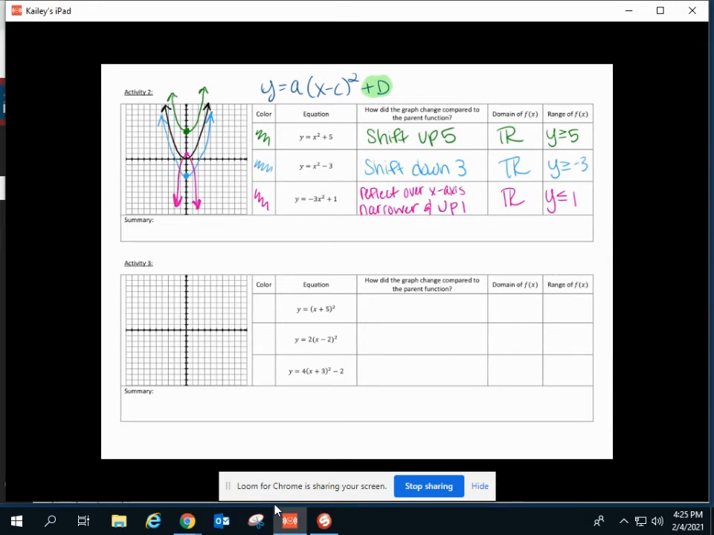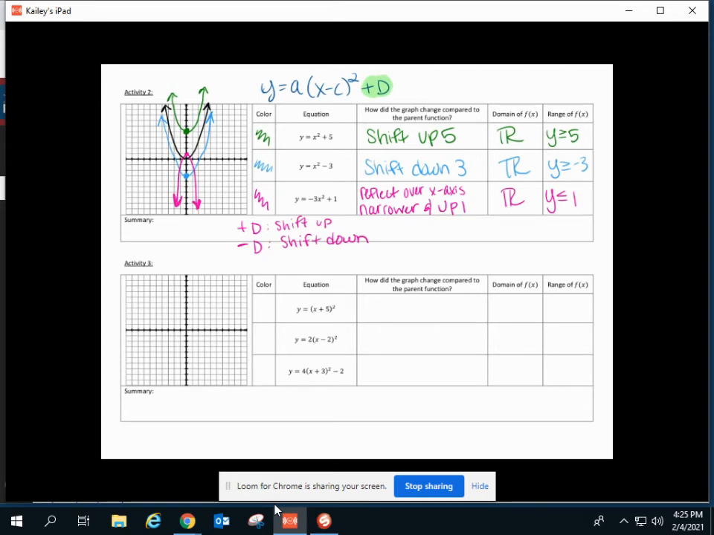Summary time. If we see plus d, plus a number at the end of the function, that's a shift up. And if we see minus d at the end of the function, that's a shift down. Pretty easy summary. D is a little bit easier than C. That's why we did this one first. Saved the trickiest one for last.